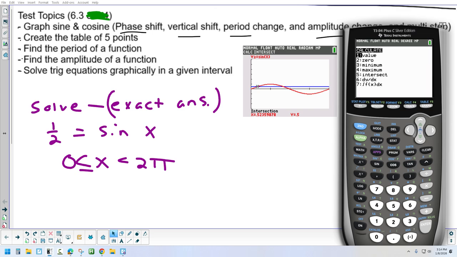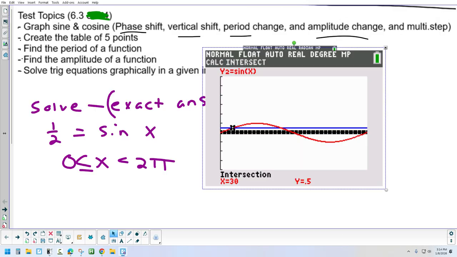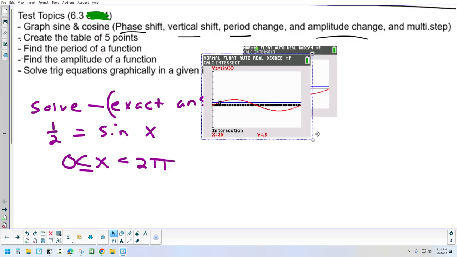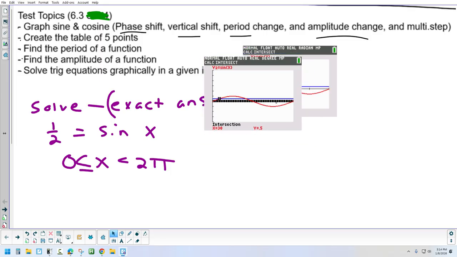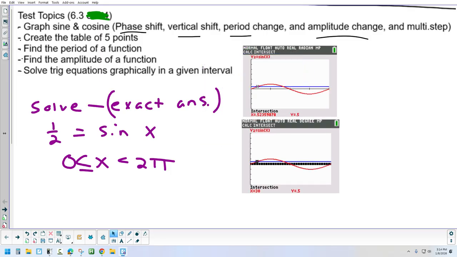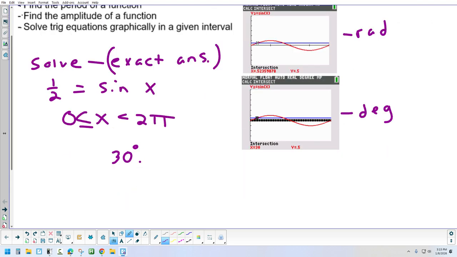Second calc intersect. 30. Is that a nice number? Yes. So we got an answer of 30. And just to make sure we know which one is which, this was radians, this was degrees. Now let's take 30 degrees and fix it by changing it to radians by hand, and we'll be able to get the exact answer.